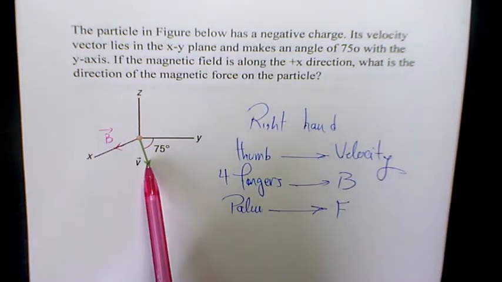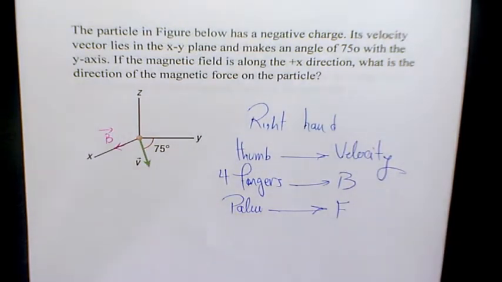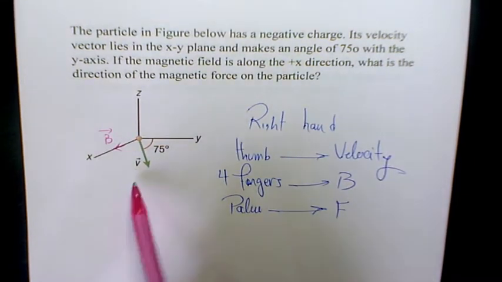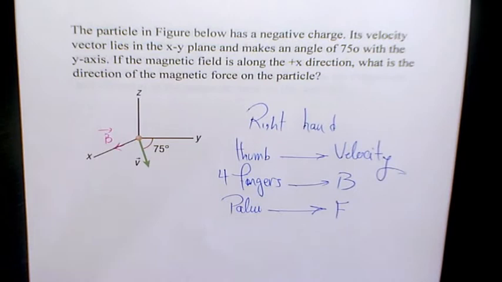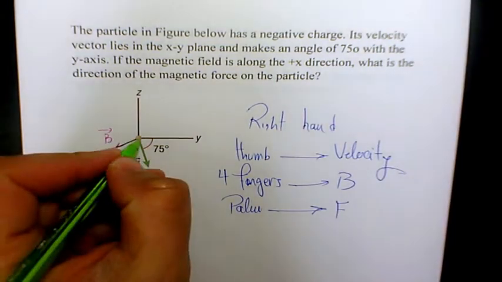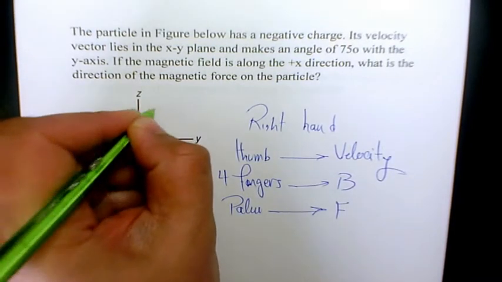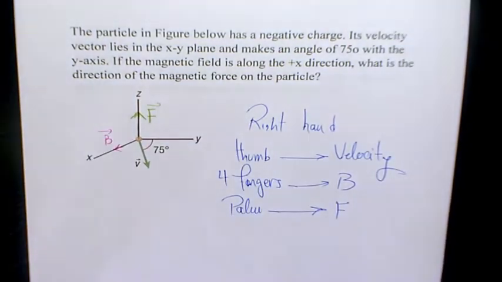So here, when you have thumb toward V and four fingers toward B, the force is going to be downward. But since we are dealing with a negative charge, we need to make it opposite. So the force is going to go toward the positive side of the z-axis. So that's going to be the direction of the magnetic force.